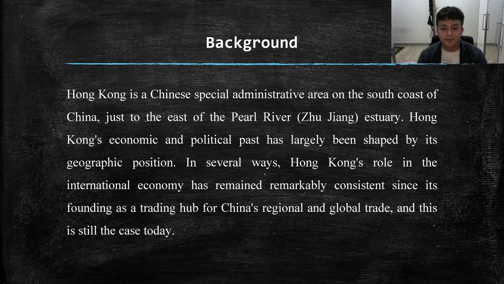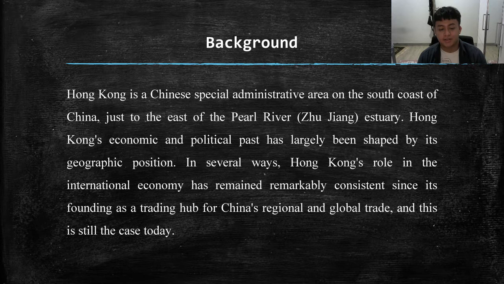Hong Kong's economic and political past has been largely shaped by the geographic position of its island. Hong Kong territory consists of two major islands, Hong Kong Island and Lantau Island, as well as mainland hinterland. As a result, it serves as a natural geographic port for the province of Guangdong in the South China Sea, Southeast China.